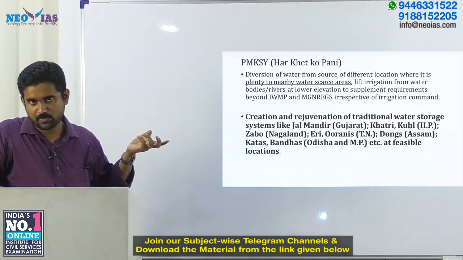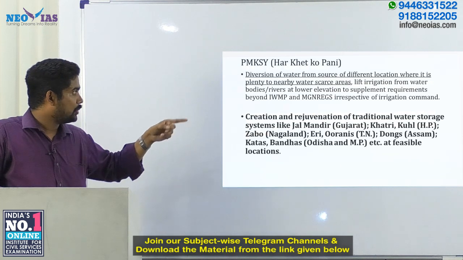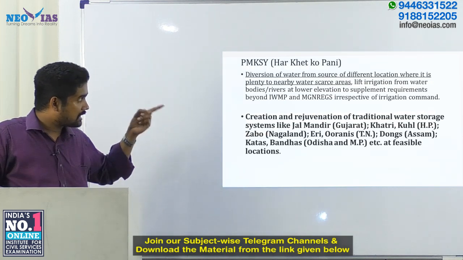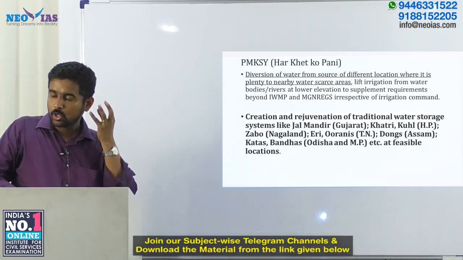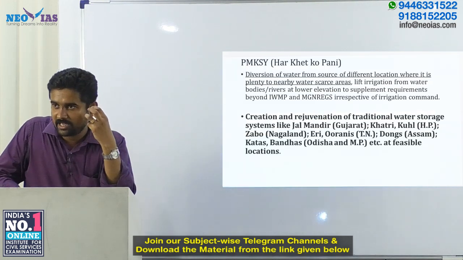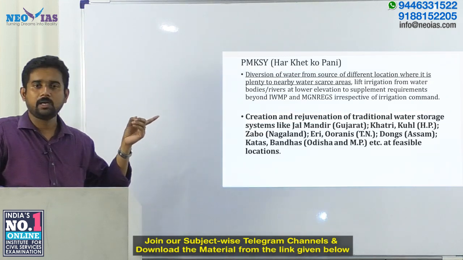Khatri and Kul in HP. Now, Sabo in Nagaland. Eri and Uranus in Tamil Nadu. Dongs in Assam. Kathas and Bandas in Odisha and MP. So, these are all local systems which have been adopted in the respective states to conserve water. So, you may want to make a note of this one.